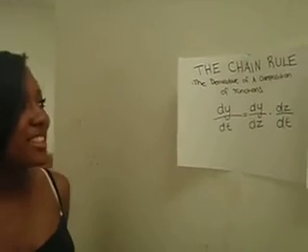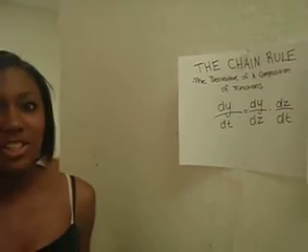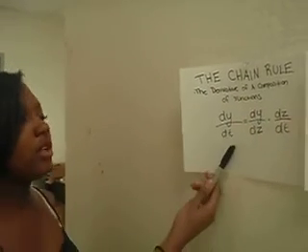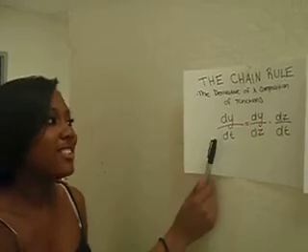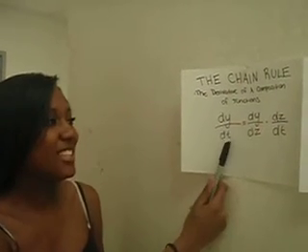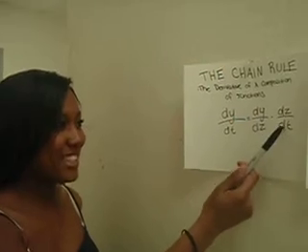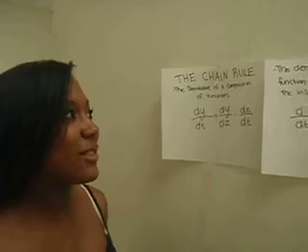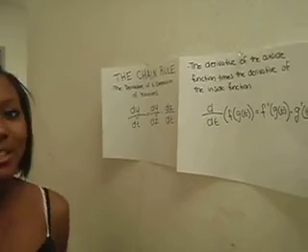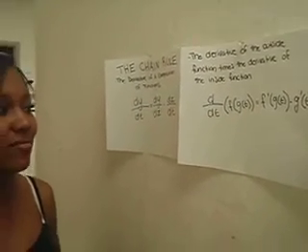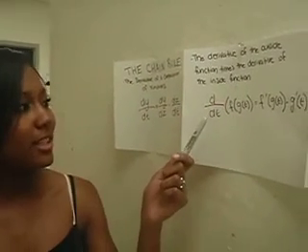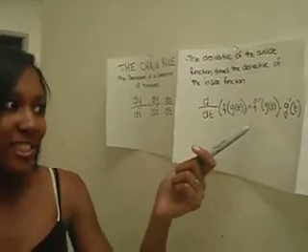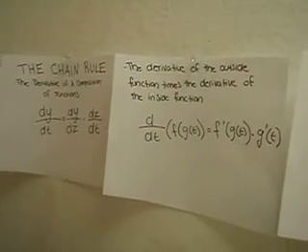The chain rule is basically the derivative of a composition of functions. So you're decomposing the function, and this is what the equation is supposed to look like. The derivative of y over t equals the derivative of y over z times the derivative of z over t. This also means the derivative of the outside function times the derivative of the inside function. So here, the derivative of f of g of t equals f prime of g of t times g prime of t.